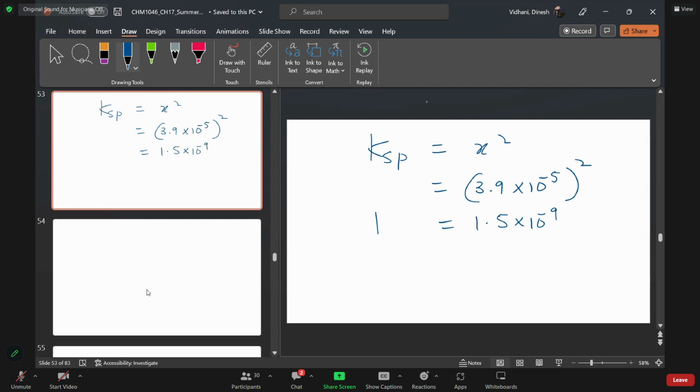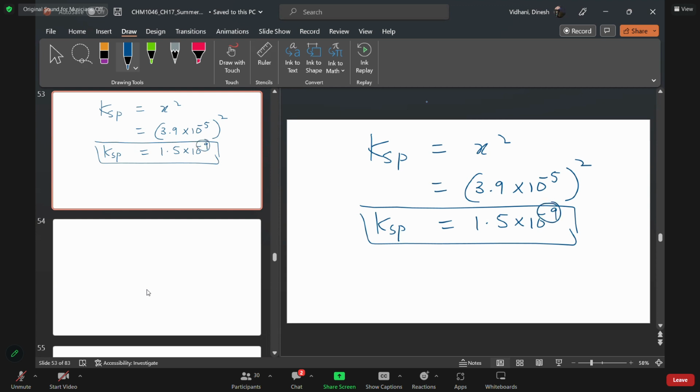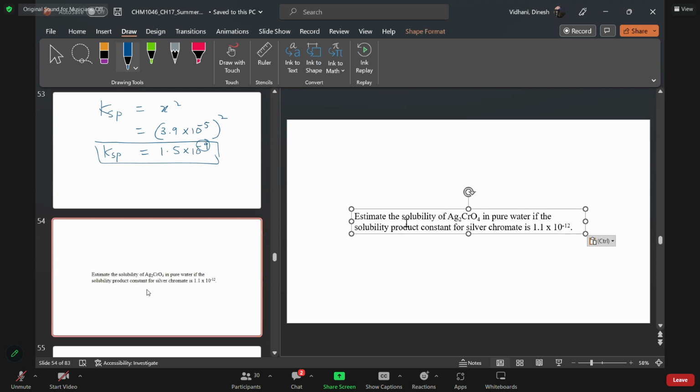Now, see, this equilibrium constant is so small, 10 to the power -9. That means barium sulfate does not want to go on the right side. It does not want to disintegrate. And this negative exponent, that number, 10 to the power -9, it actually tells you that, right? Let's solve one more problem. Let's see what happens in that case.